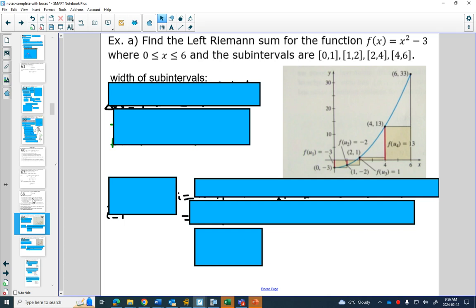So we'll start off with a nice easy one, x squared minus 3. We're doing the left Riemann sum, so that means every time we choose a point, for rectangle number 1, we use the left point. For rectangle number 2, the left point. For rectangle number 3, the left point. Rectangle number 4, the left point.